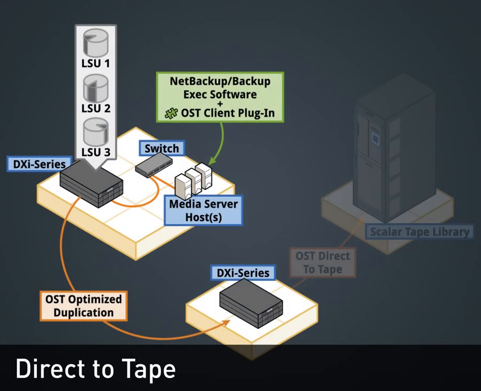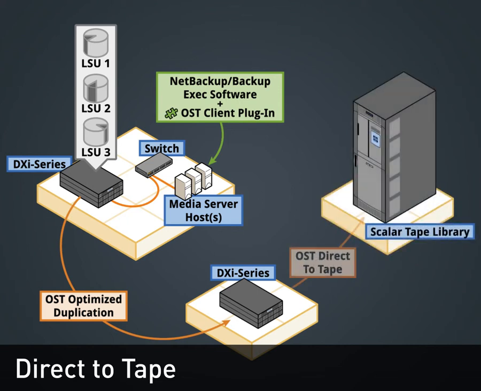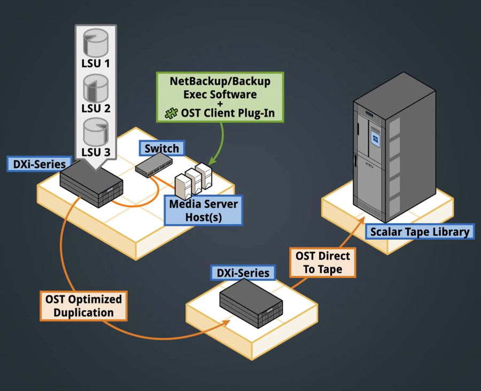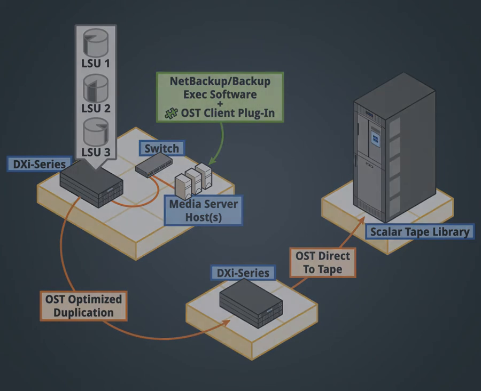The OST Direct-to-Tape feature allows you to copy backup images from a DXi system to tape cartridges in an attached physical tape library. This is done without needing to send data back through the NetBackup or Backup Exec media server. The tape cartridges can then be stored off-site as part of a disaster recovery plan. Note that direct-to-tape is also commonly referred to as path-to-tape. Refer to the DXi-Series Configuring OST Direct-to-Tape video for a demonstration on how to configure the Direct-to-Tape feature.